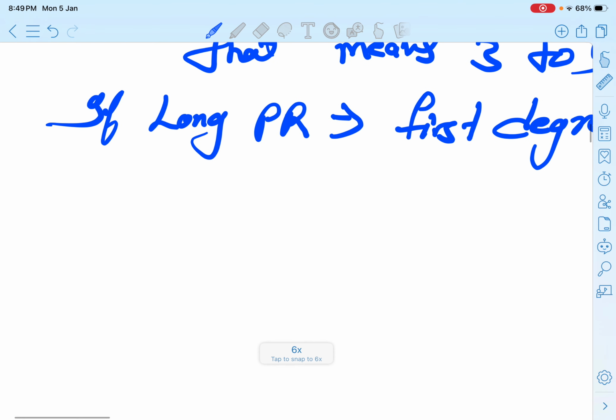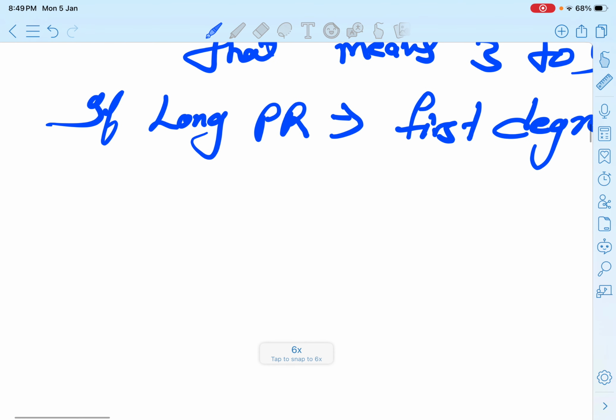Now we will talk about NSR. What is NSR? NSR is normal sinus rhythm. If all 5 steps are normal, it is called normal sinus rhythm.